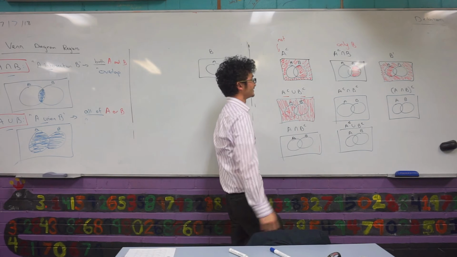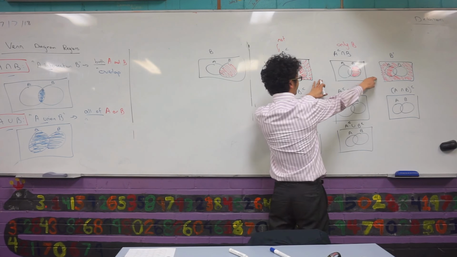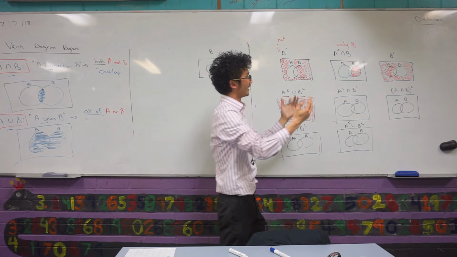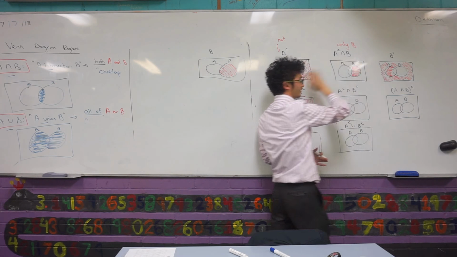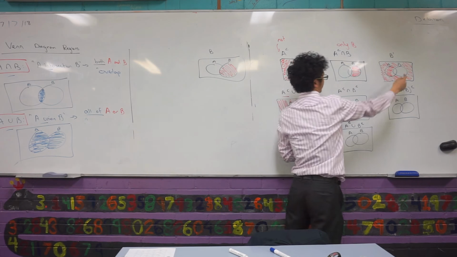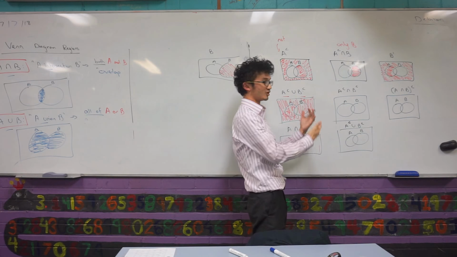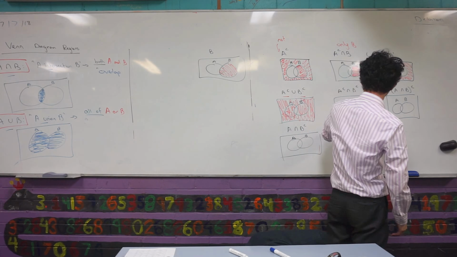A complement intersection B complement. Okay, that's saying when I have these two here, what's the overlap? And if you compare these two Venn diagrams, what's in common? Well, it's just these outside parts. That's what intersection means. What's in common? What's the overlap? So just the outside bit.